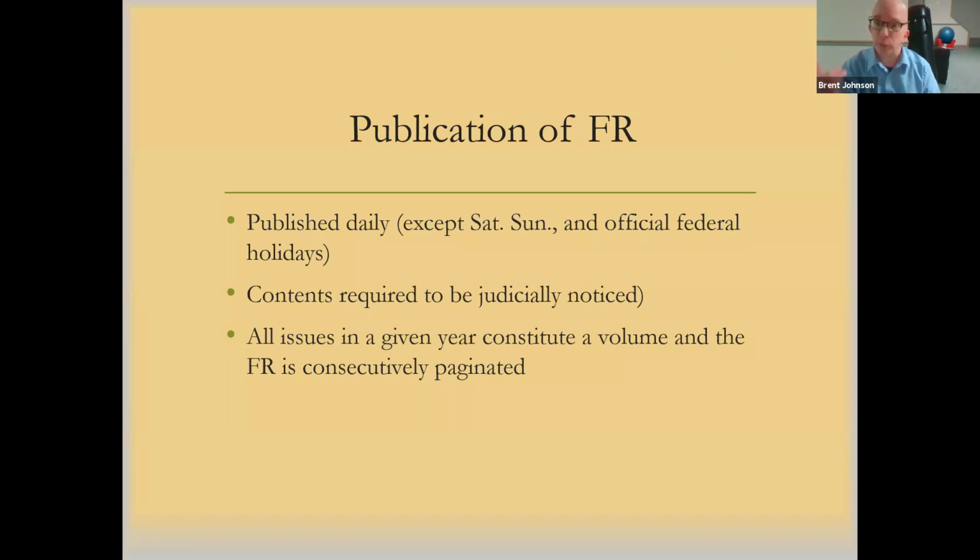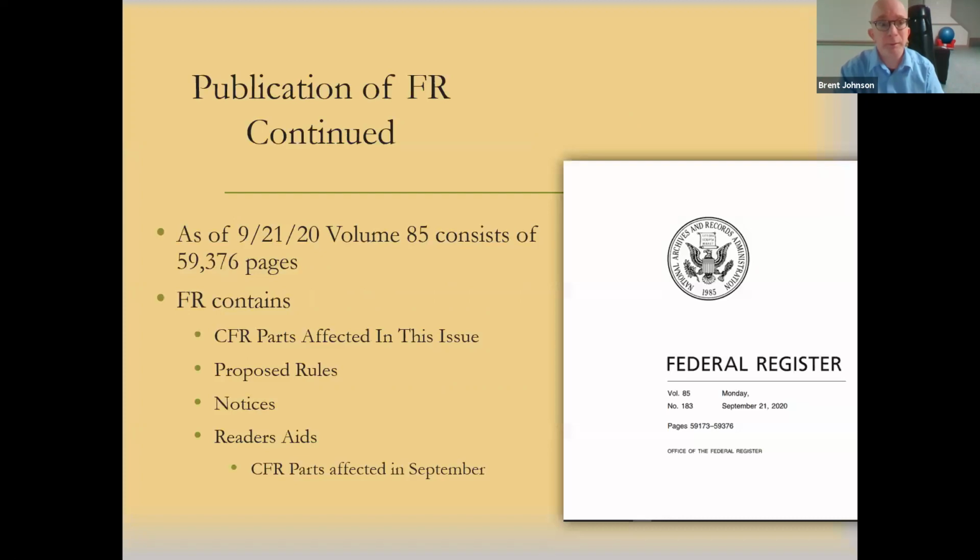Publication of the Federal Register, like Tom mentioned, is daily, Monday through Friday. All issues of the Federal Register are given a year, so each year constitutes a volume of the Federal Register, at least in the print version. Just to give you an example of the scope of all of this, volume 85 was 2020's version of the Federal Register.